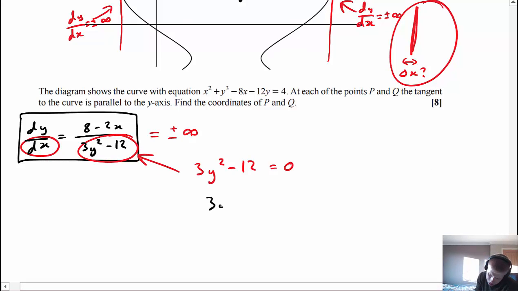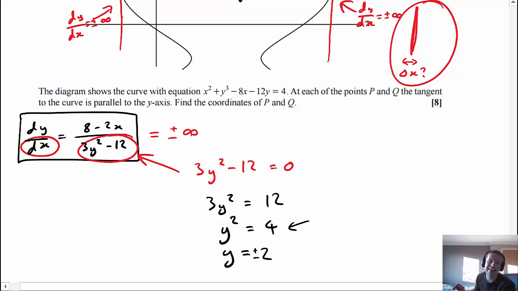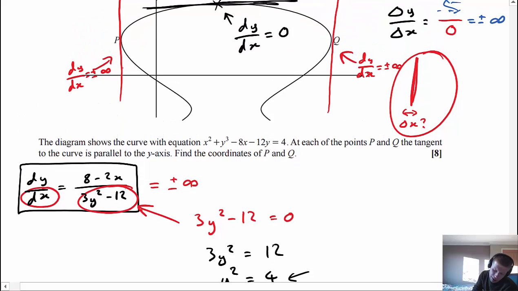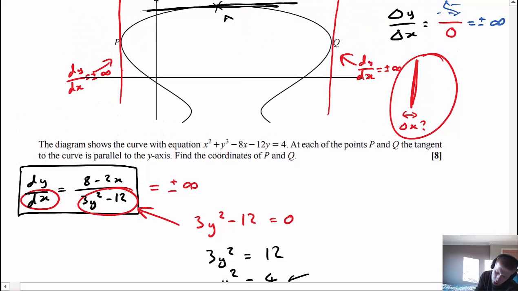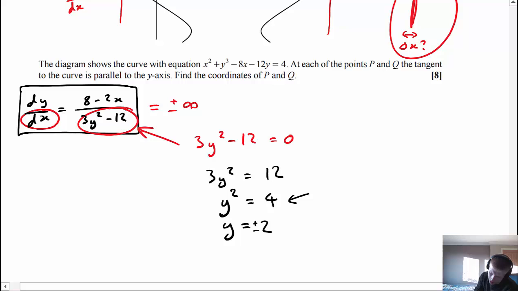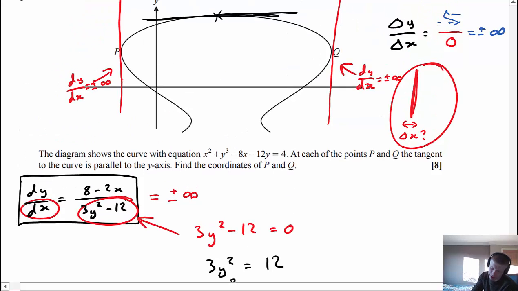So I get 3y squared equals 12. Then I divide through by 3, so I get y squared equals 4. And then I get y. Just be careful when you take the square root, because this is literally saying some number squared gives 4. It could be 2, but it could also be negative 2. But actually in this case it doesn't matter too much, because remember that's my y coordinate. So it's either positive or negative 2.